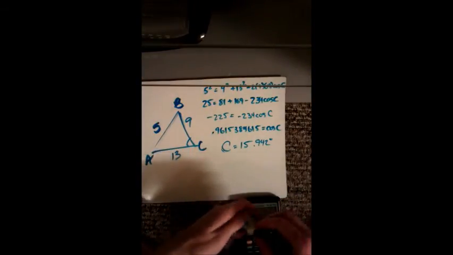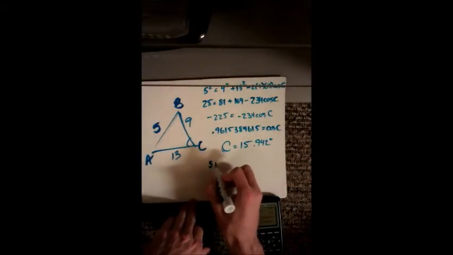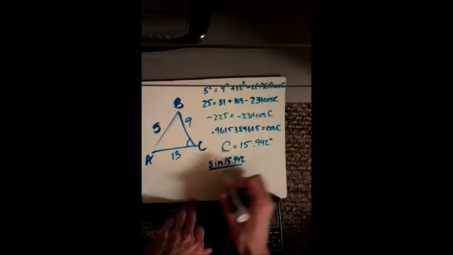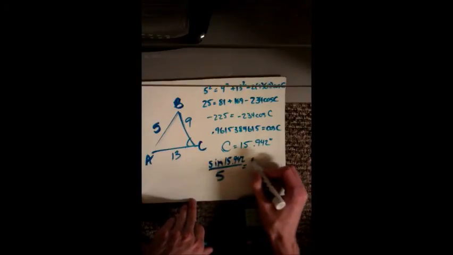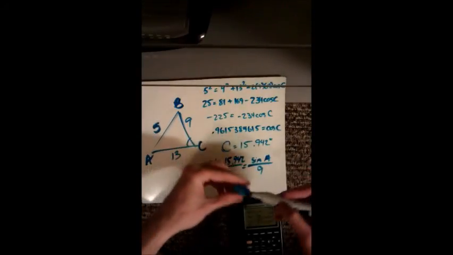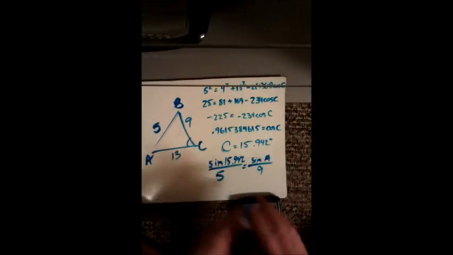And once I've got one of those angles, I don't have to do the law of cosines again. I could just do the law of sines instead, now that I know an angle. So I'd like to say sine 15.942 over 5 is the sine of, let's say, angle A over 9, and I'd cross multiply again and try to solve for A, and then I'd use my knowledge that there are 180 degrees in a triangle to get the last angle.